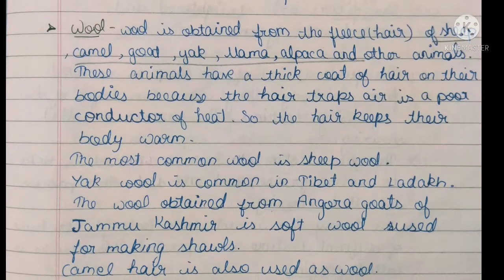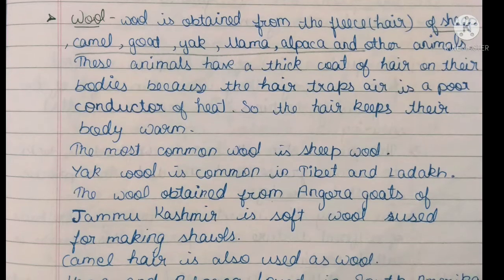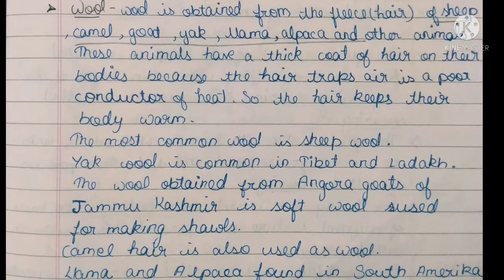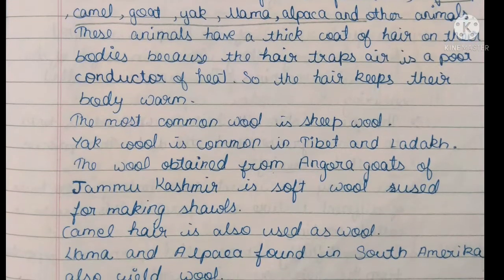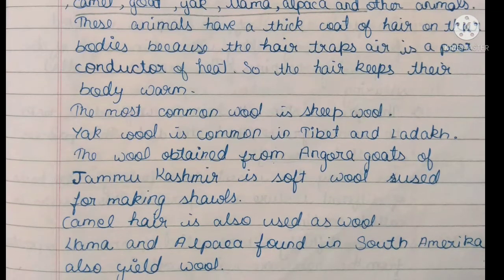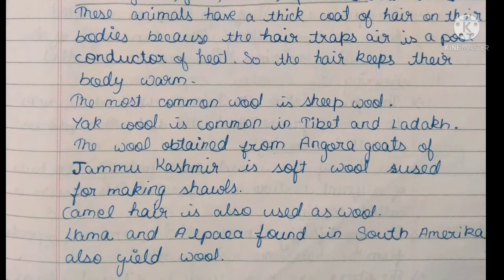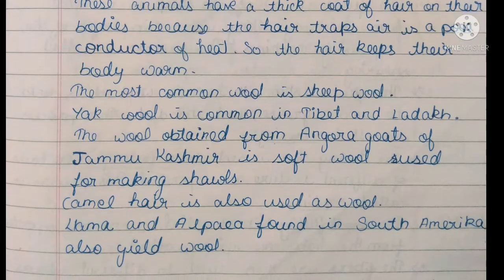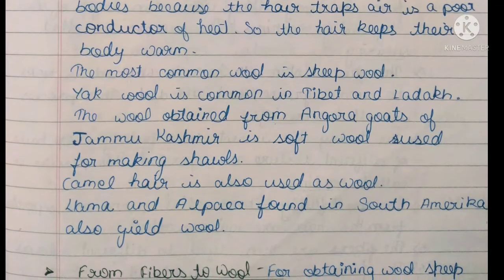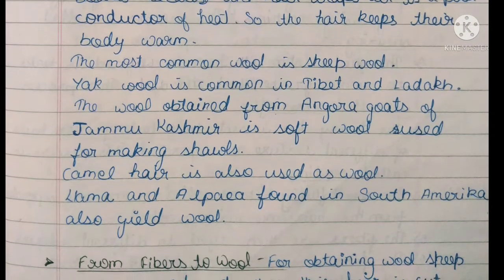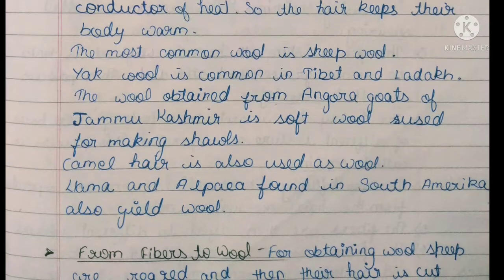The most common wool is sheep wool. Yak wool is common in Tibet and Ladakh. The wool obtained from the Angora goats in Jammu and Kashmir is soft wool used for making shawls. Camel hair is also used as wool. Llama and alpaca found in South America are also used for wool.